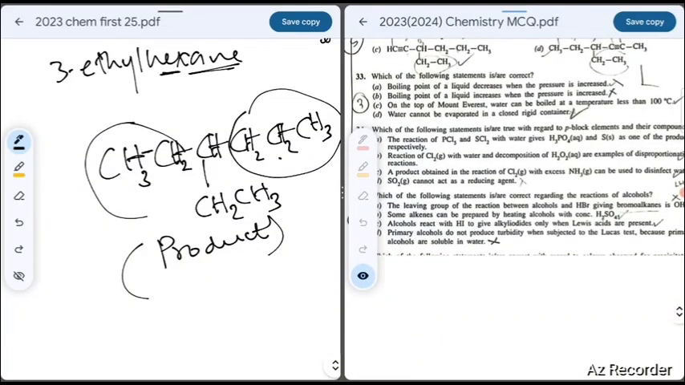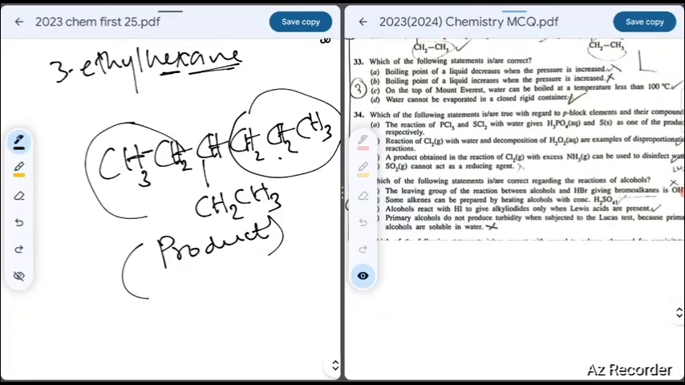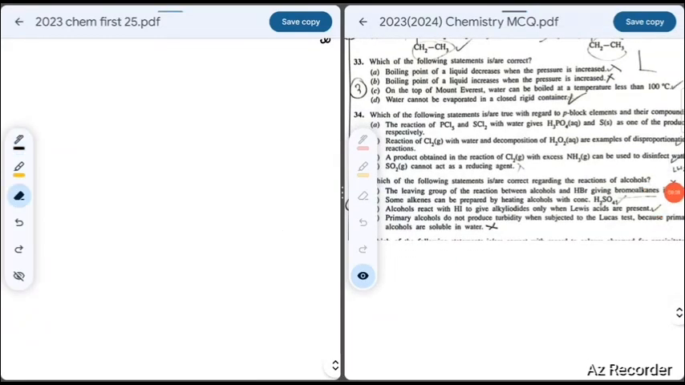Next, 33rd question. Which of the following statements is or are correct? A. Boiling point of a liquid decreases when the pressure is increased. B. Boiling point of liquid increases when pressure is increased. C. Then at the top of Mount Everest, water can be boiled at temperature less than 100. D. Water cannot be evaporated in a closed rigid container.